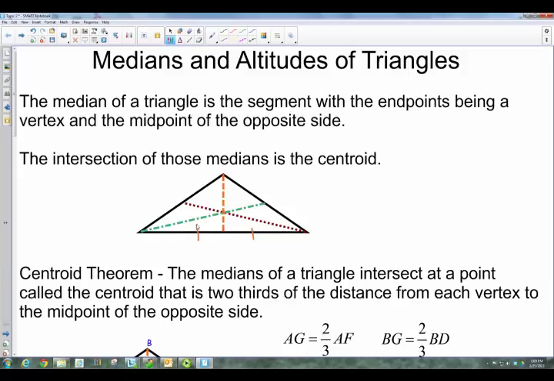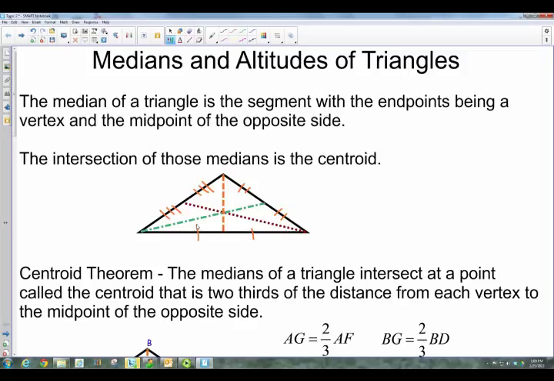Okay, so for that one you've got there, this green line would intersect and cut that segment into two congruent parts, and then the red line would do the same thing, and we've got that there. So those are your medians. They cut those things from a vertex to the midpoint on the opposite side.